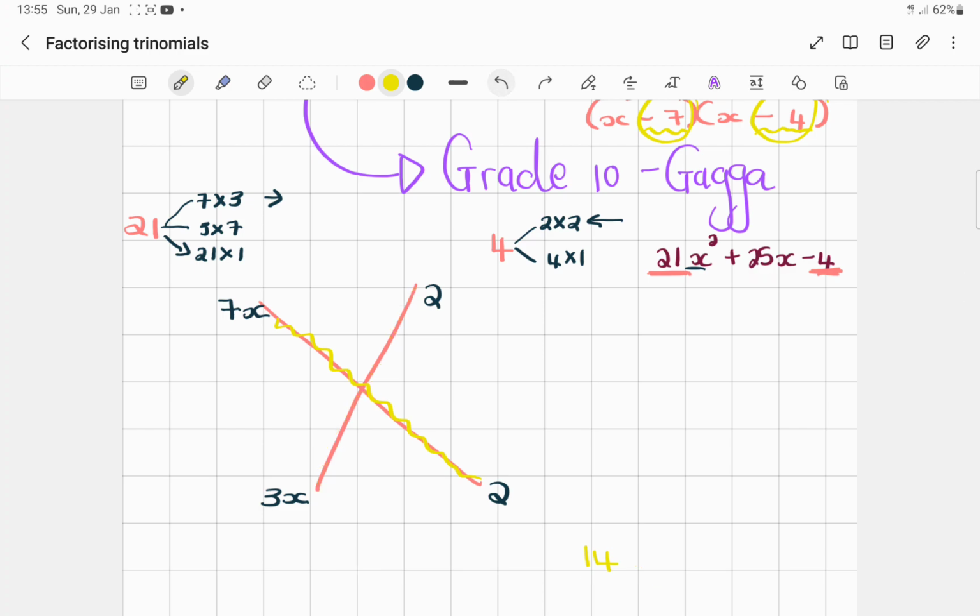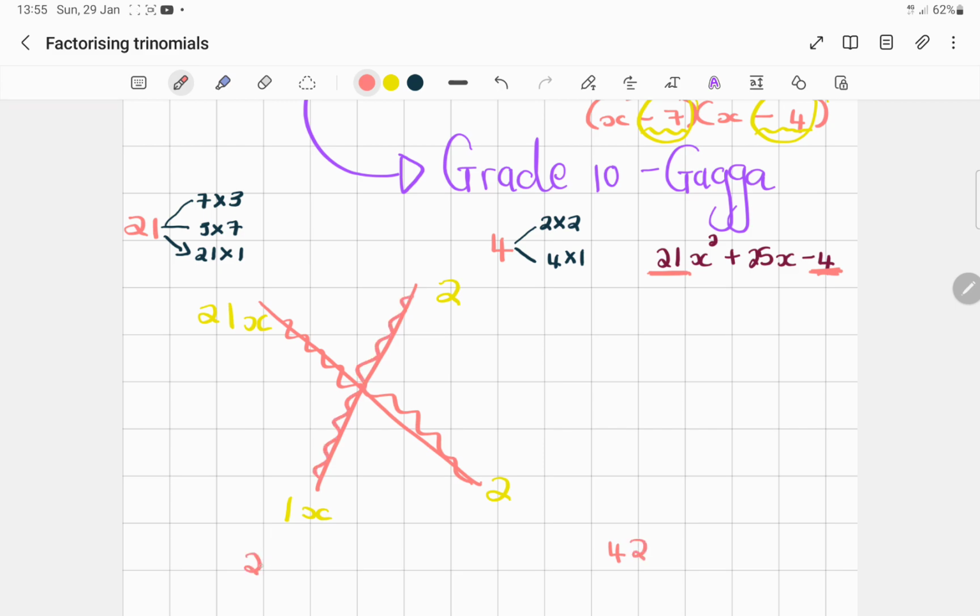Even if I swap it, it's not going to help me. So I'm going to go back. The 2 and the 2 has to stay there, but I'm going to swap around the 7 and the 3. Oh, not the 7 and 3. I'm going to make it 21 and 1. And obviously then the 2 and the 2. I'm going to write the x's down there. Okay, then you're going to go 21 times 2 gives you 42. 2 times 1 gives you 2. Is there any how that I can get 42 and 2 all the way to 25? No, not at all. So I'm going to try the 4 and the 1.